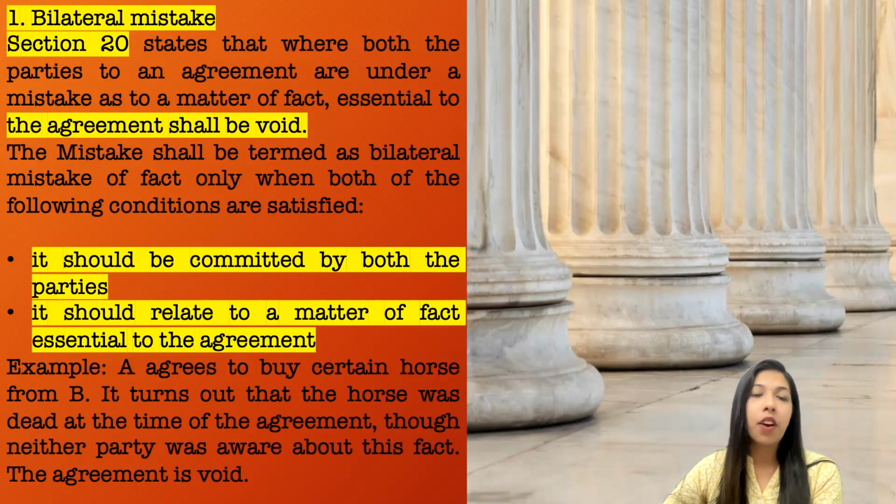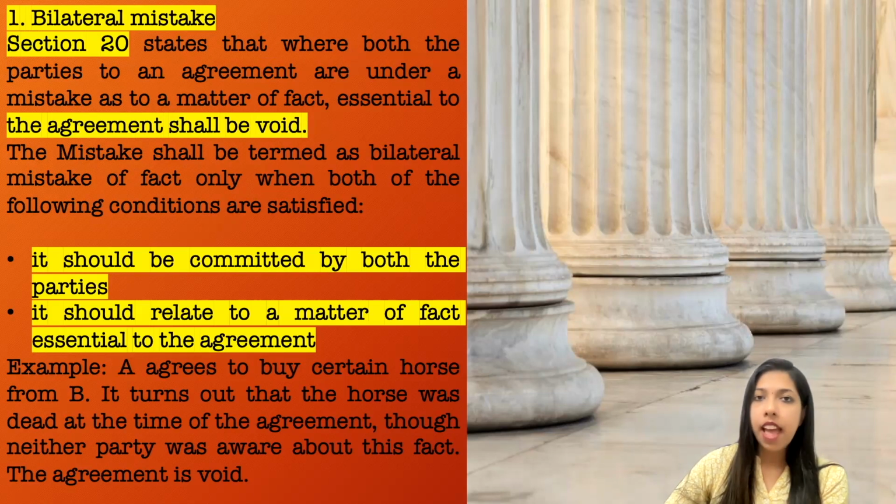Section 20 of the Indian Contract Act speaks about bilateral mistake. Bilateral, bi means two. Bilateral mistake means when both the parties are under a mistake as to a matter of fact which is essential to the agreement. And if it is like that, it shall be void in nature.